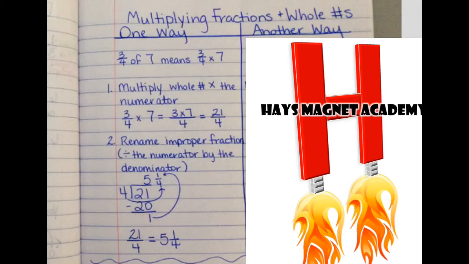But we're going to do it differently when we're dealing with fractions. This remainder is going to be our numerator. What you were dividing by was the denominator, and that stays the same. That's going to be your denominator. So 21/4 is equivalent to 5 1/4. So that's one way that you can multiply fractions and whole numbers.